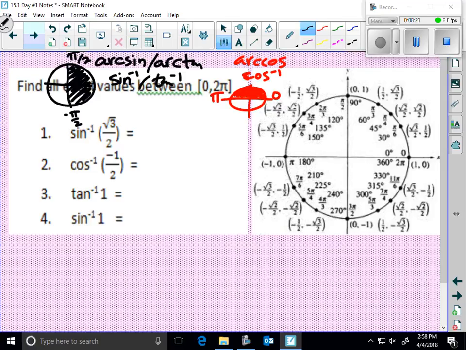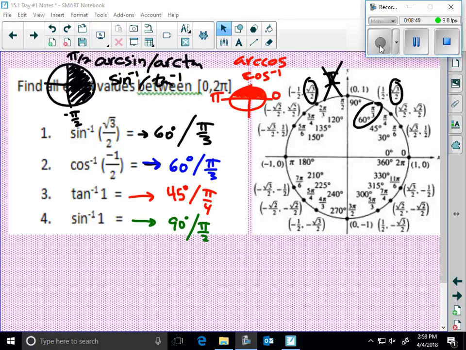So what would the inverse sine of root 3/2 equal? Well, inverse sine is restricted to quadrants 1 and 4. I see a sine of root 3/2 here and here. Well, this one's in quadrant 2, so it's out. I want this value, so my answer could either be 60 or π/3. Okay, go ahead and try the next 3, and then we'll come back and check our answers.